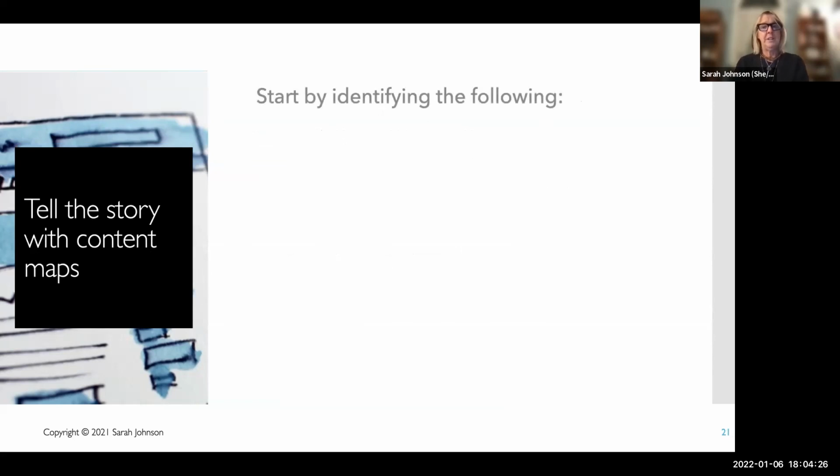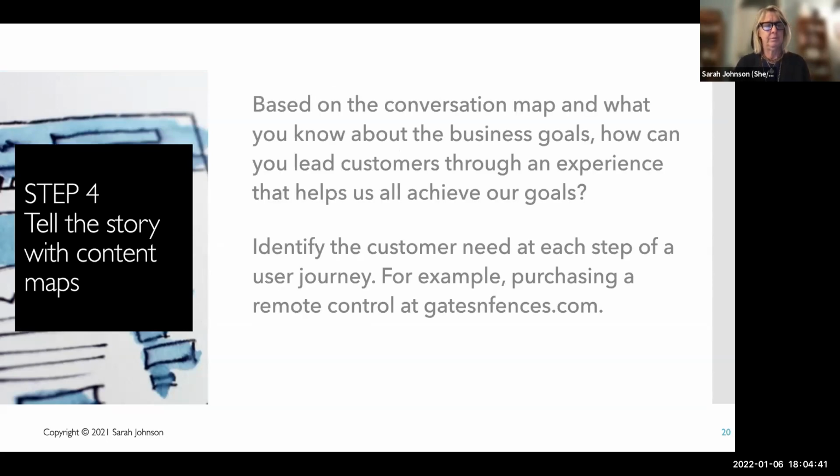So you want to identify a few things in this experience of telling the story with a content map. What does the... Oh, hey, Sarah. Do you mind if I go back 2 slides? Michelle Min had a really interesting question. She wanted to know... let me hear. So she wanted to, actually, Michelle, do you want to ask it?